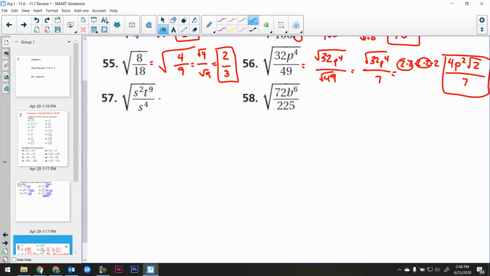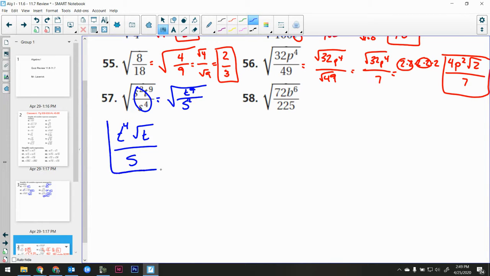Okay. Looking at 57 here, reduce the fraction on the inside. That gives me s squared in the bottom, t to the 9th on top. So I've got 9 t's. Now remember that we can do this rule where we divide it by 2 and put the remainder. So if I divide 9 by 2, I get 4. So t to the 4th coming out, and then 1 staying in. 4 remainder 1.